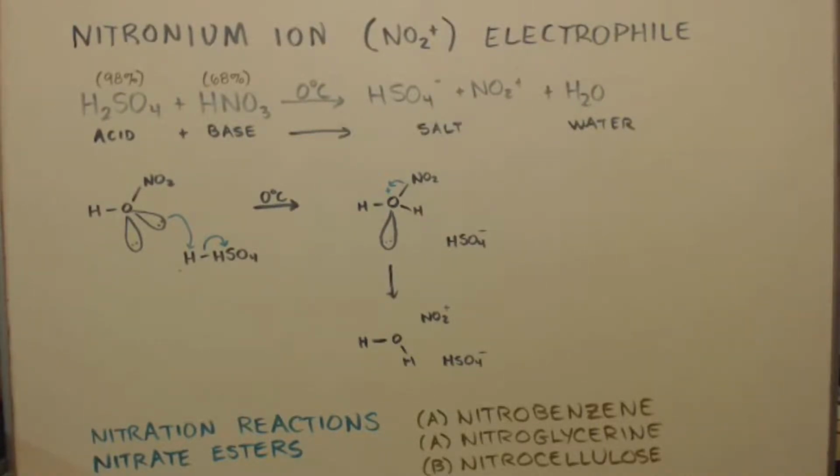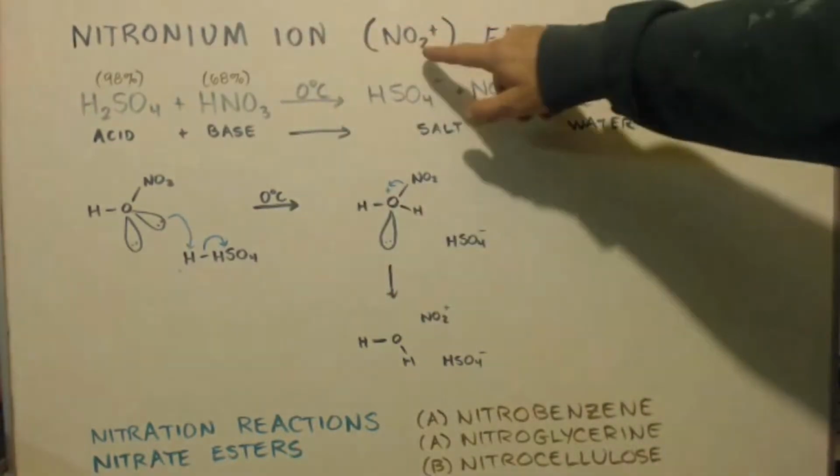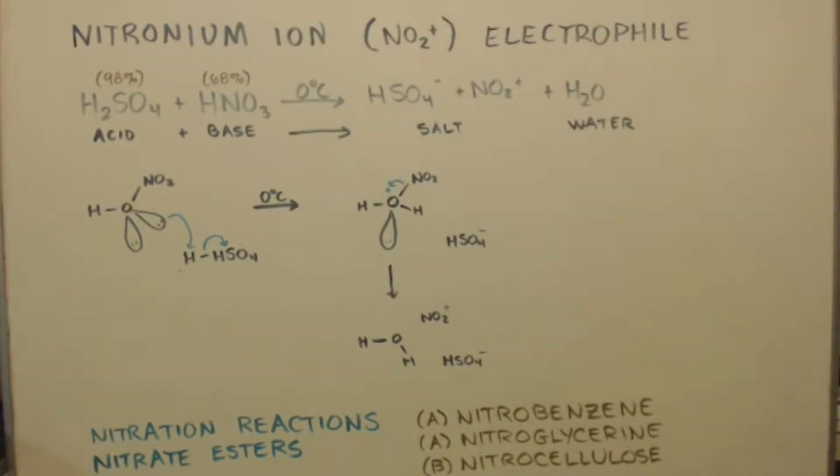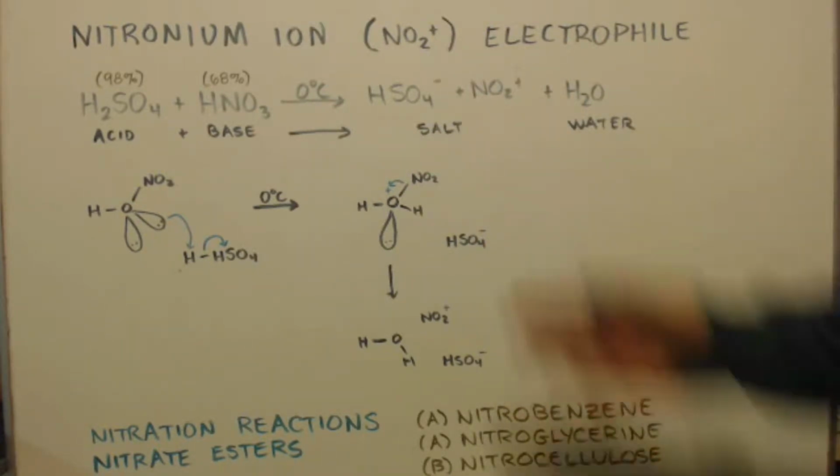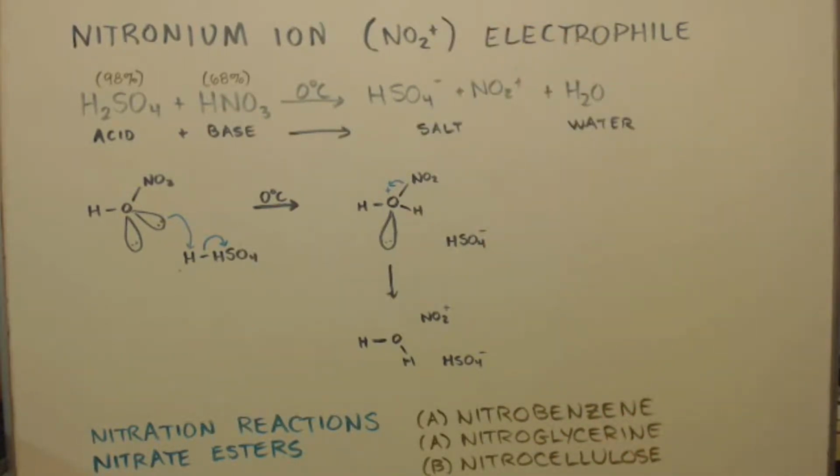I'm going to go over nitronium ions and how to make them. This is a nitronium ion, NO2 positive. It's an electrophile, meaning it loves electrons, so it must be positive or have some type of partial positivity or lack of electron density in some way.